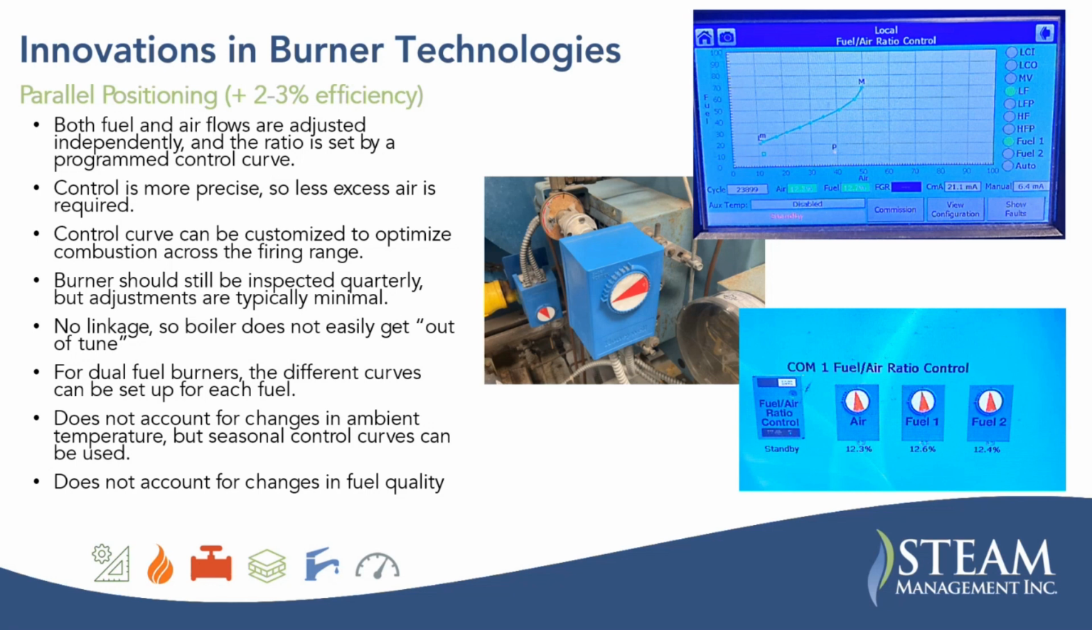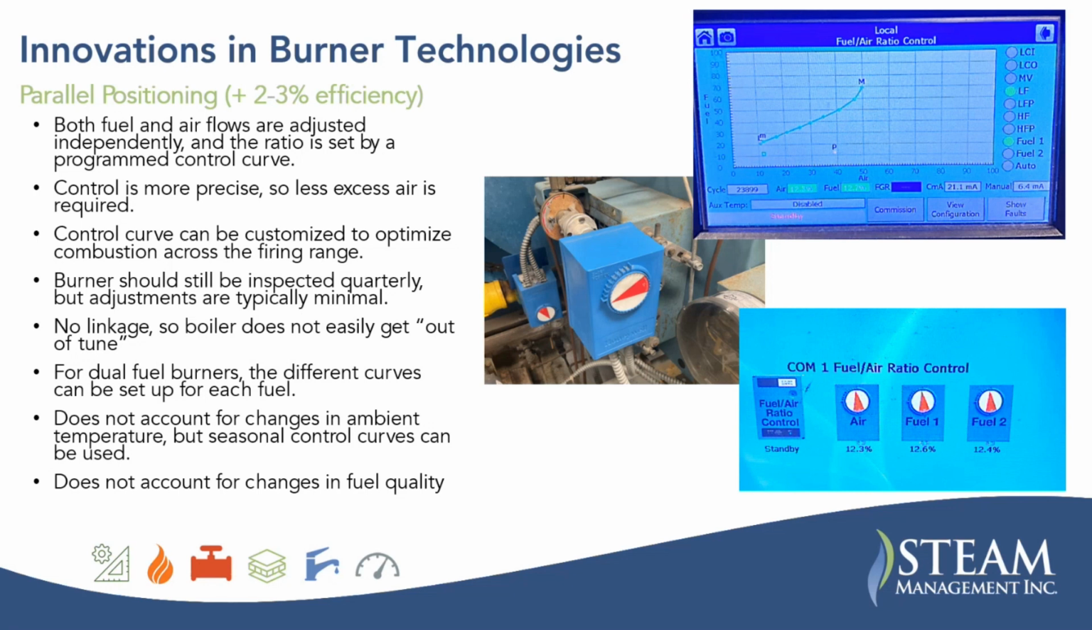The burner still has to be inspected quarterly, but adjustments are typically minimal. There's no linkage, so the boiler does not easily get out of tune. For dual fuel burners, you can switch modes between fuels, and you can have different curves for each fuel, so you get tighter tuning for both fuels. But this is still a pre-programmed curve, so you're still setting it and letting it run.